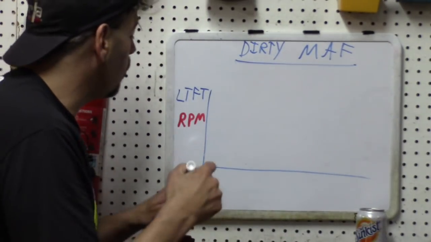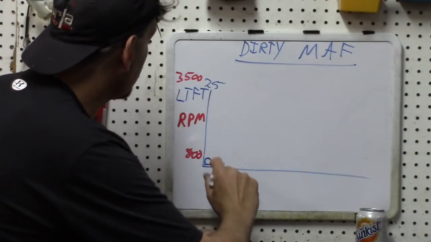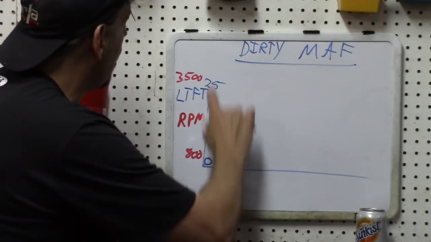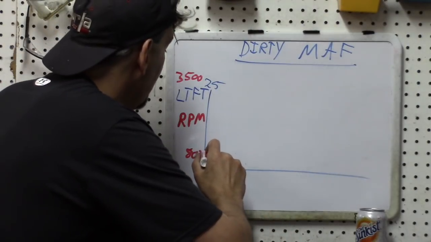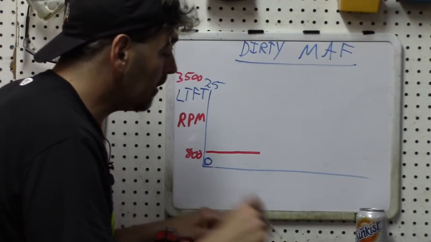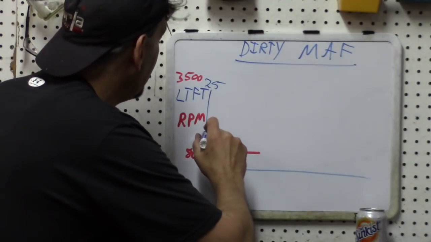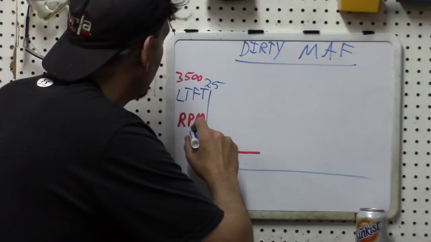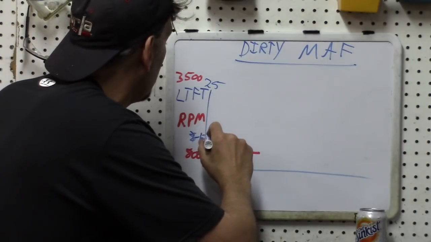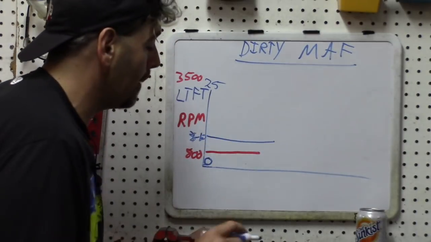And typically what I'll find is, if we look at our scales, with blue being a long-term fuel trim scale and red being an RPM scale, at idle, typically what I'll see is a fairly high fuel trim, usually around, I don't know, maybe 8 to 10 or so.